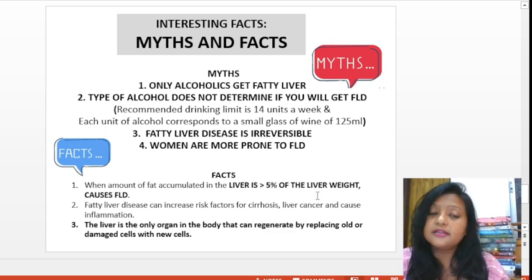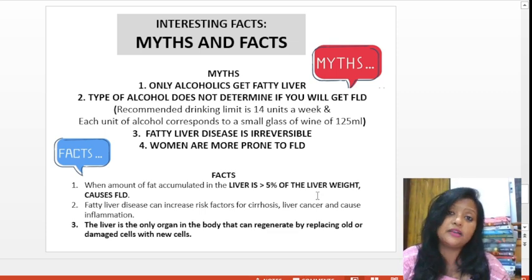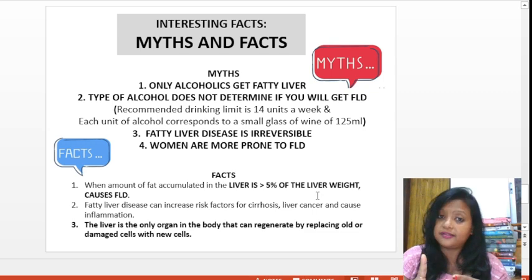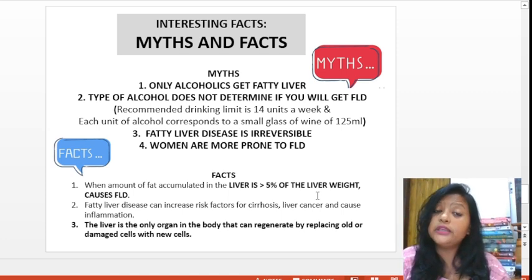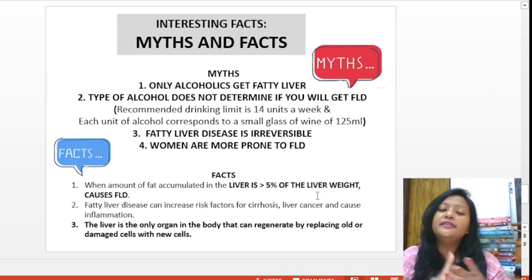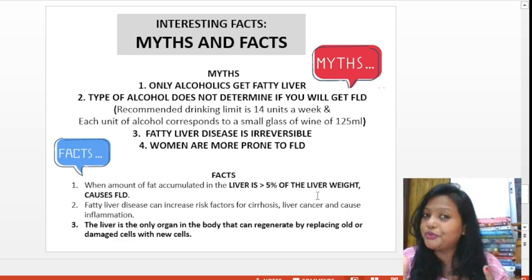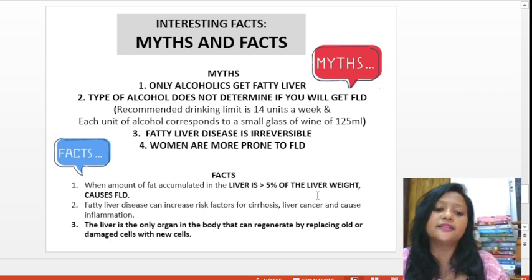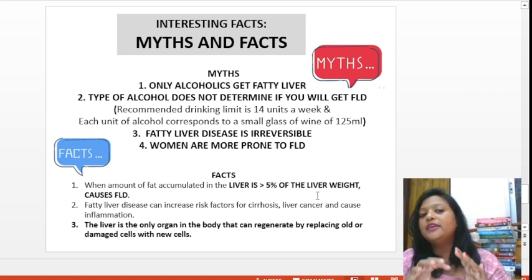Number two fact is that if you are suffering from fatty liver disease, then be very careful, because this might increase the risk of you suffering from liver cancer, liver cirrhosis, and also inflammation in the liver, or you can say damage of the liver. Number three is that liver is the only organ, which I've already told you, which can regenerate itself by replacing the old and damaged cells with new cells. So these are some of the facts of the liver.